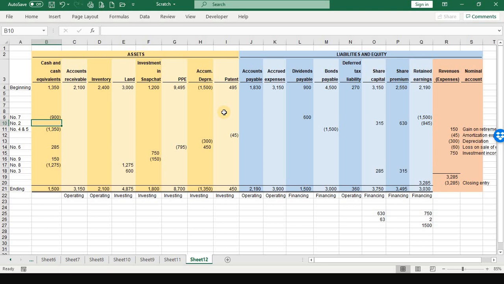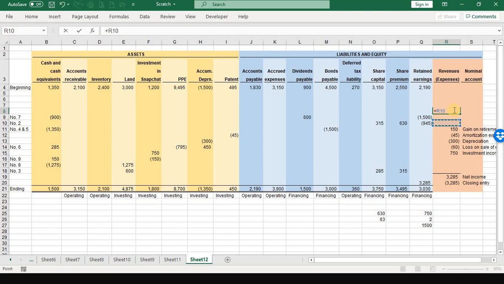Since we are preparing the statement of cash flow under the indirect method, we will reconcile the beginning and ending balances of the current liabilities and current accounts just by getting the increases and decreases in these accounts. But first, before we do that, let's compute for the net income before the working capital change. So how do we compute for the net income before working capital changes? So that is the net income of 3,285 pesos.